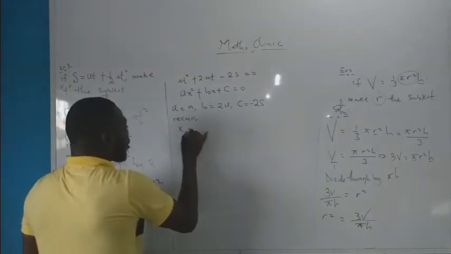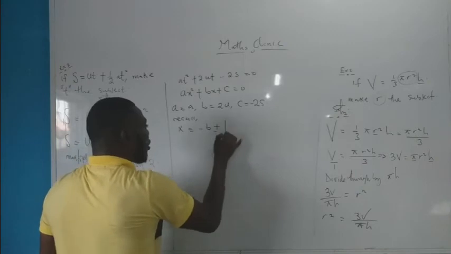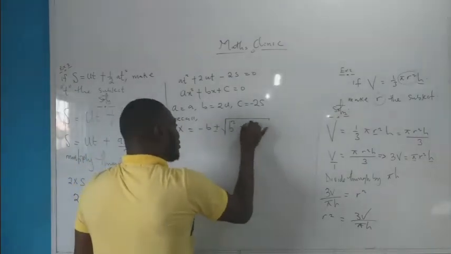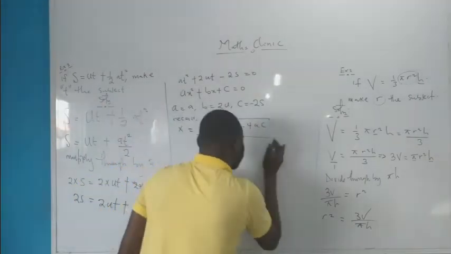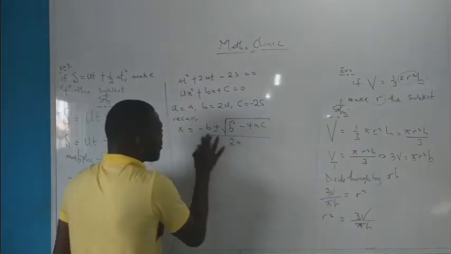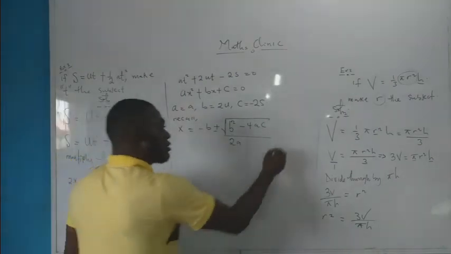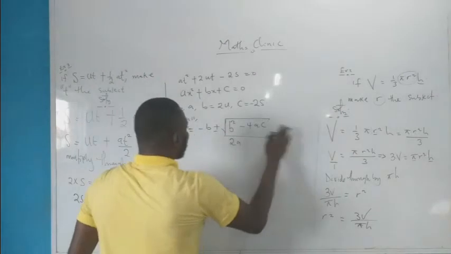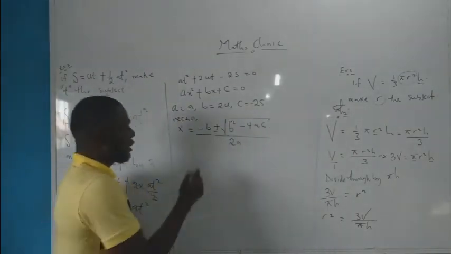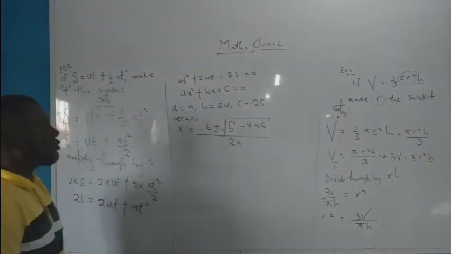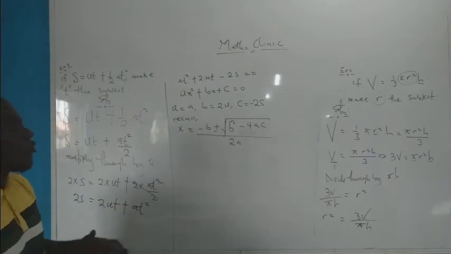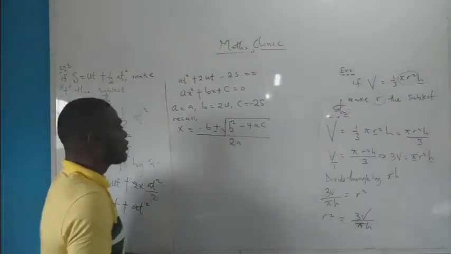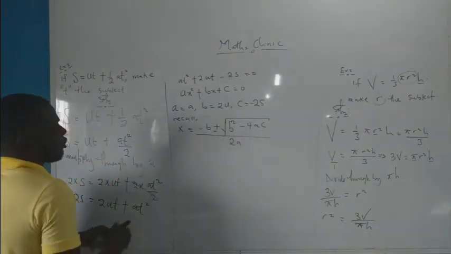Then recall that x equals to minus b plus or minus square root of b squared minus 4ac, everything over 2a, and not this. This is wrong. But this, from this, is what we call the quadratic formula and not almighty formula. There's nothing like almighty formula. Okay? So let's use this.